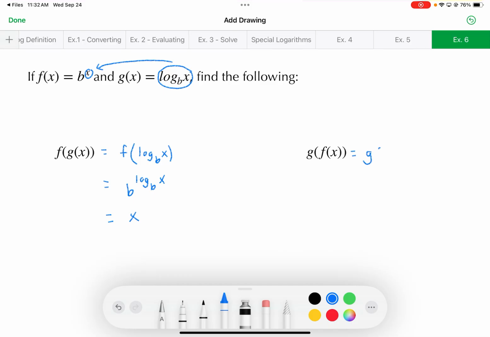G of f of x would be g evaluated at b to the power of x. That would be log base b evaluated at b to the power of x. And that just ends up equaling x as well. When two functions compose to equal x, remember, that means they're inverses.